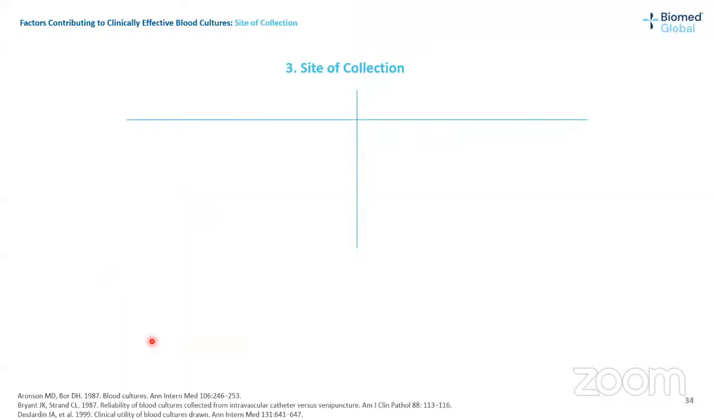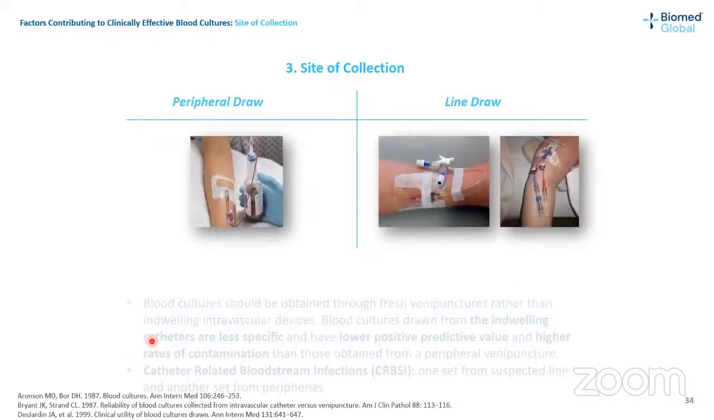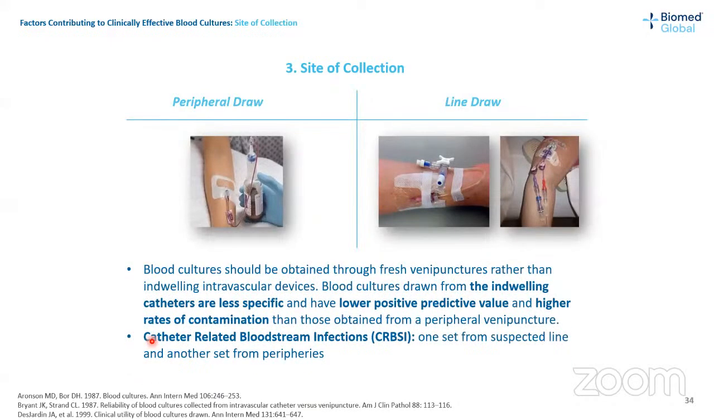Moving on to the third factor, let's take a look at the site of collection. Peripheral versus line draw. It's a rule of thumb that blood cultures should never be taken from any existing line, because there's a high chance of getting contaminated samples when it's taken from any existing lines. So you need to get your blood culture samples through a fresh venipuncture peripherally.